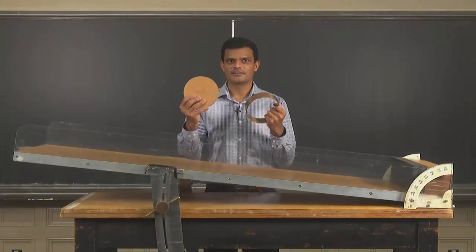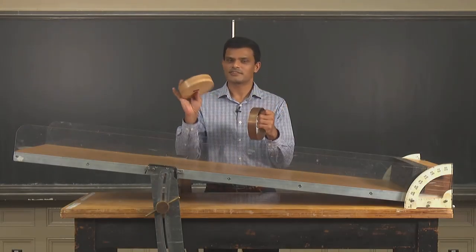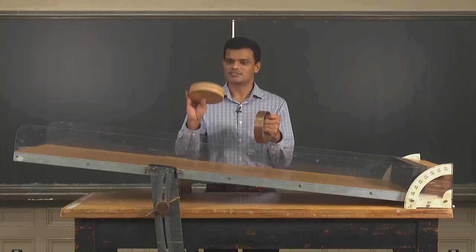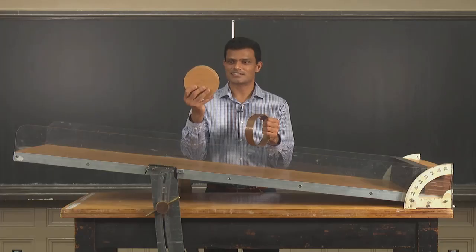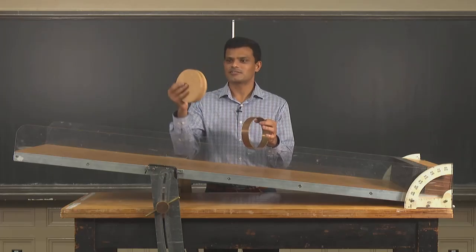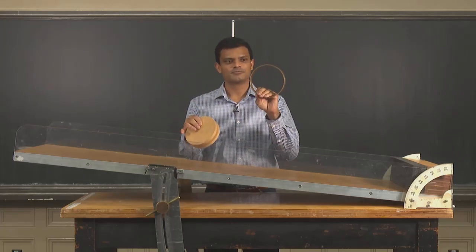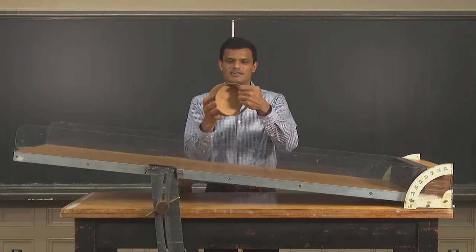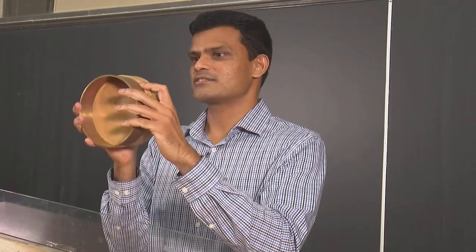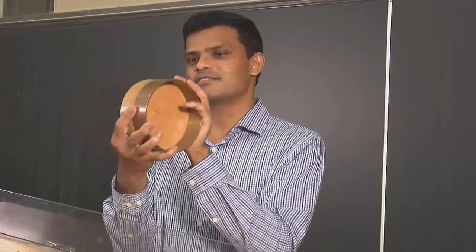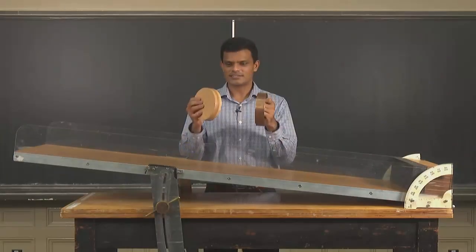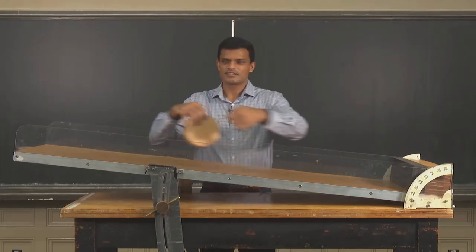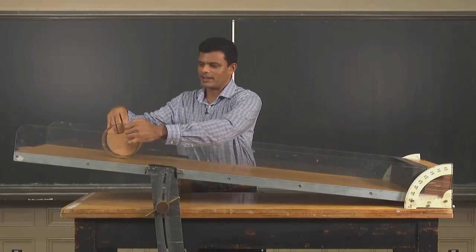So in this demo, we're going to look at moments of inertia. Here's a disk, and this is a hoop. They have different moments of inertia. The moment of inertia of a disk is 1/2 mr squared. Of a hoop, it's mr squared. There's no half in front. You can see they're about the same size. Their radii are the same. They're about the same mass. So what we're going to do is try to roll them down this incline and see what happens.